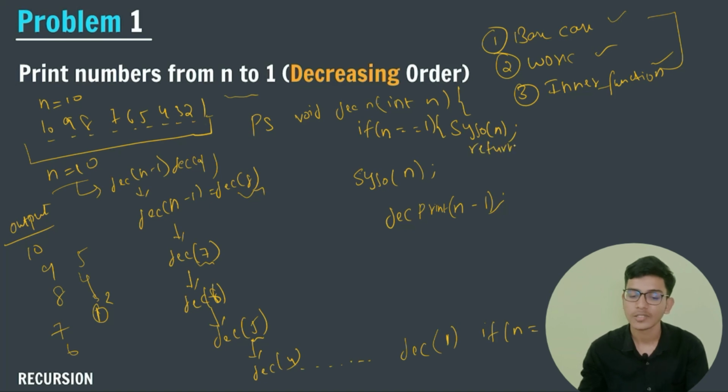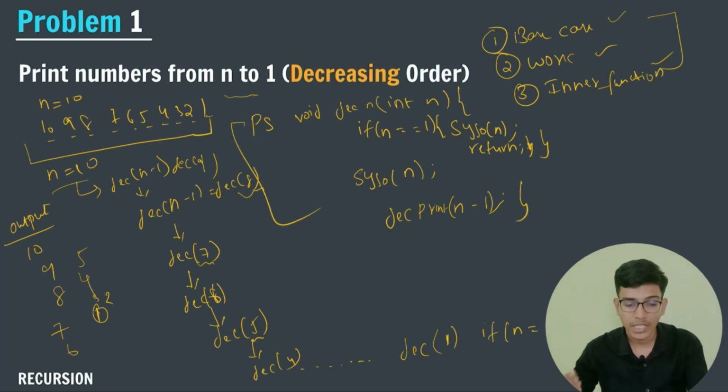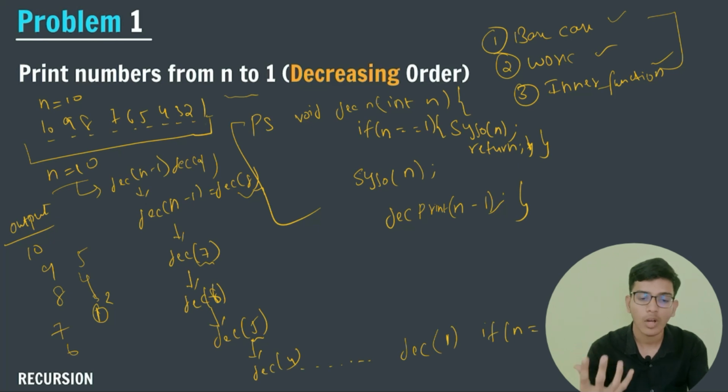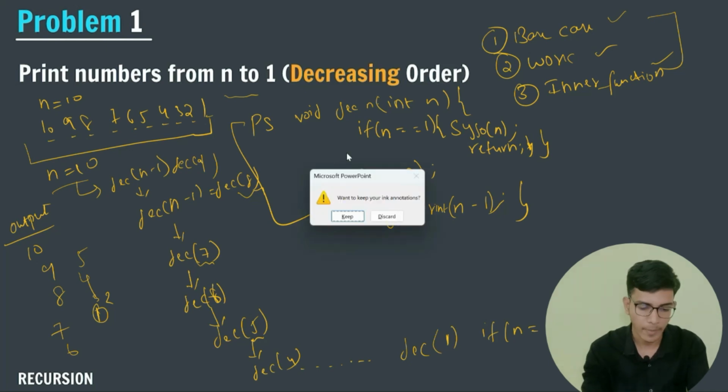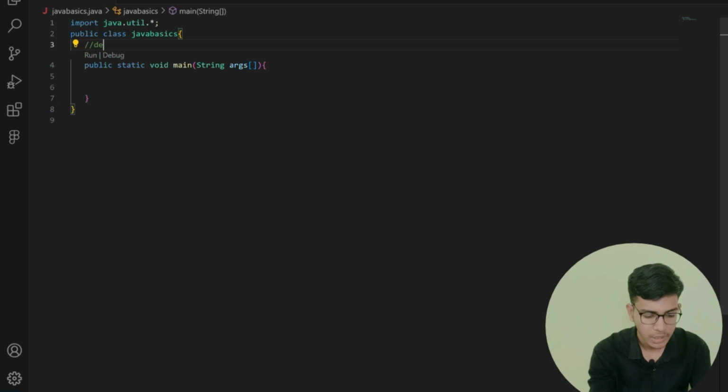That's all. So this is the pseudo code for my given question. Now let us code this thing. After that, we will analyze how memory takes place and how the call stack takes place in the recursive approach for this particular question. So in this, first of all, I am going to create my dec print function.